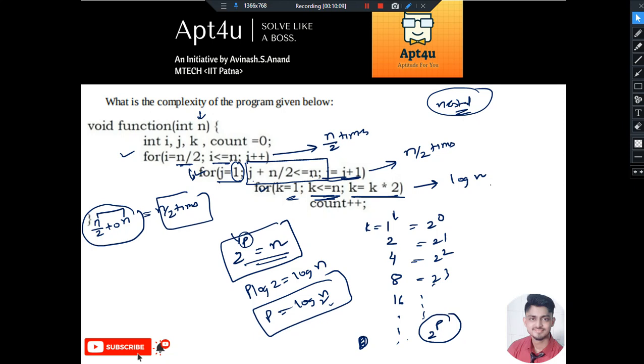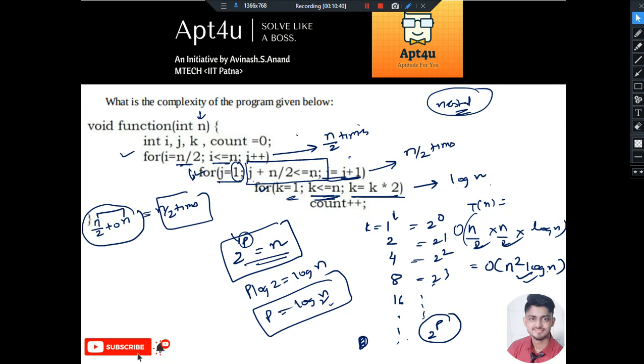Now what is the overall time complexity? Since it is a nested for loop, you will find the product of all the terms, from the first for loop, second for loop, third for loop, meaning n by 2 into n by 2 into log n order. But you will generally ignore constant terms. 1 by 2 are constant terms, you can ignore them. The complexity is order n square log n. The base is 2. So this is the complexity of this specific code.